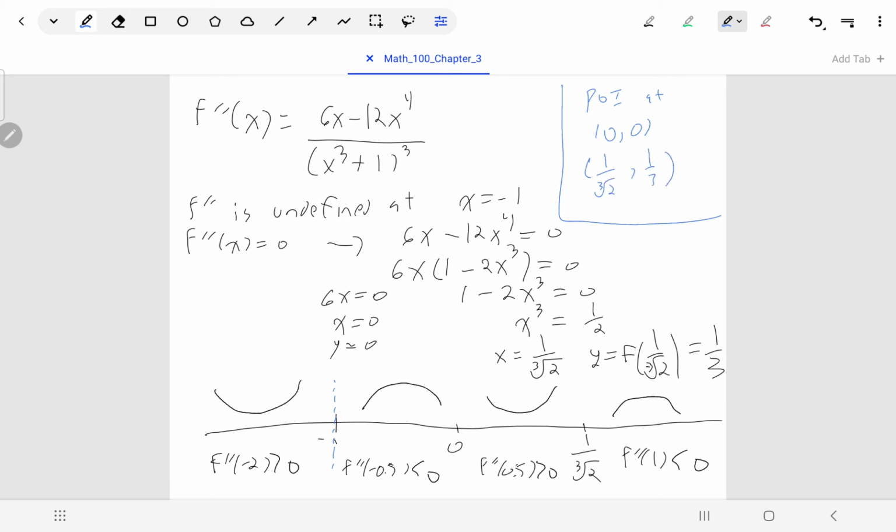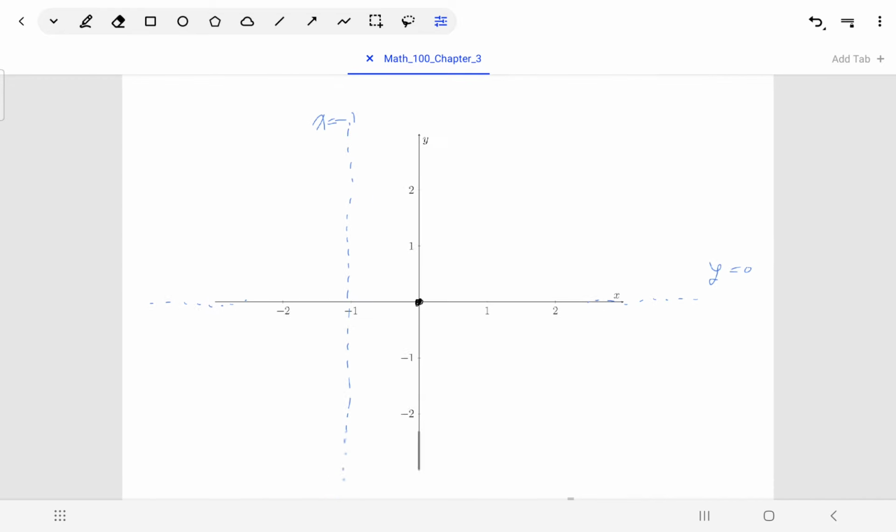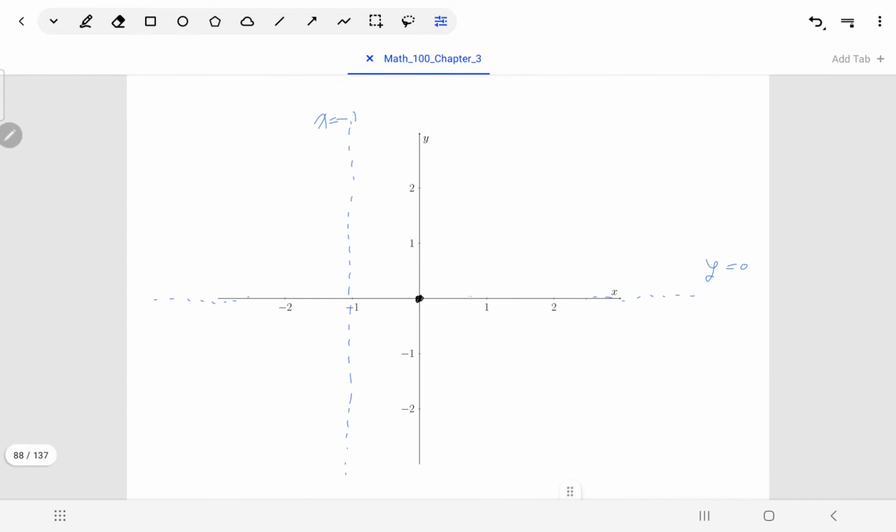And that's basically it. So we've gained one new point to put on our graph, which is (1 over cube root of 2, 1/3). So let's plot that. 1 over cube root of 2 is about 0.8 thereabouts, and 1/3 is about 1/3. So the point should be somewhere around here. And that's kind of that.